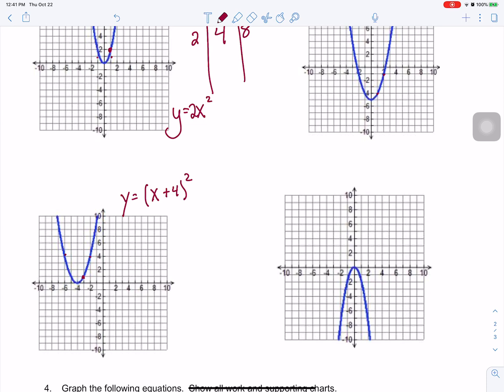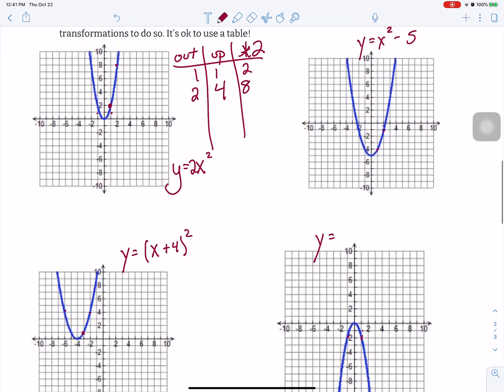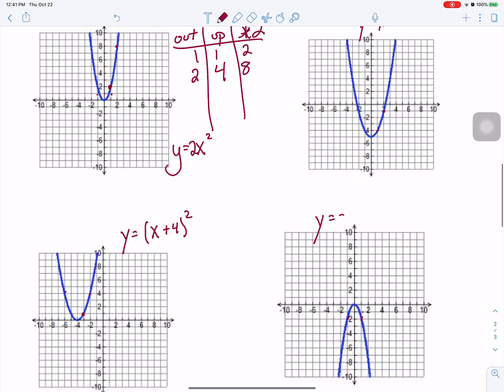The next one is flipped. It's upside down, so I know it's going to be a y equals. And then it's not at the down 1, out 1, but it looks like it's going to be at the 2, which is going to give me the same chart as I was using up here. So it's just going to be negative 2. It's not moved left or right. It's just negative 2x squared.